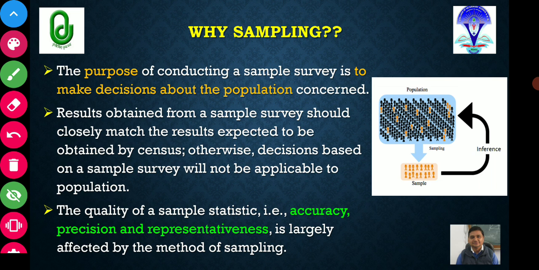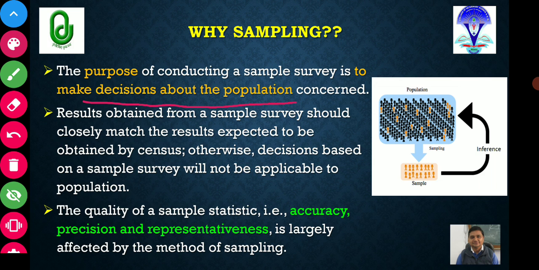The next question arises, why is sampling needed? At the very start of the lecture, I told you why sampling is needed, but there are a few points that you should know. The purpose of conducting a sample survey is to make a decision about the population. We take a sample, or portion of the population, and we study that sample, and based on the study of that sample we make a decision about the population.